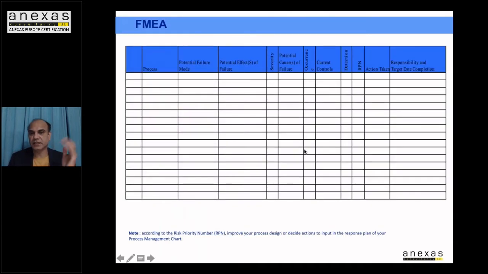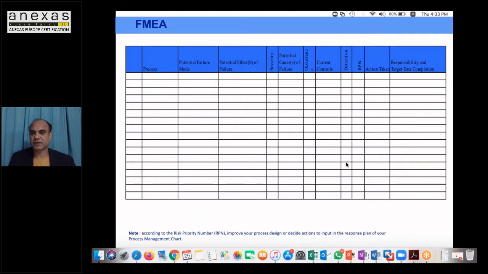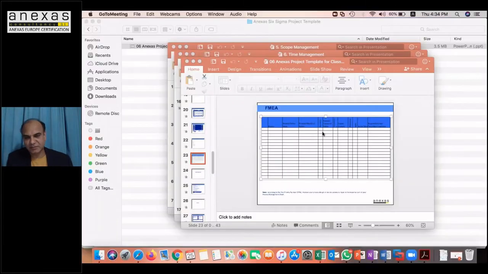Then FMEA, you have already seen, you already are aware of what an FMEA is. Now let me talk about what happens once you have got the root causes. Once you have got the root causes, you have to brainstorm. So what are the various ways of brainstorming? I'll show you some methods of brainstorming and getting ideas.